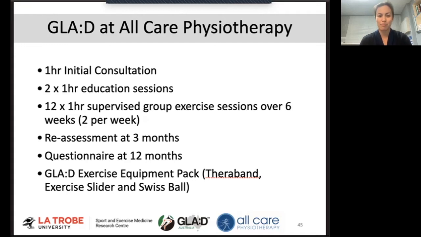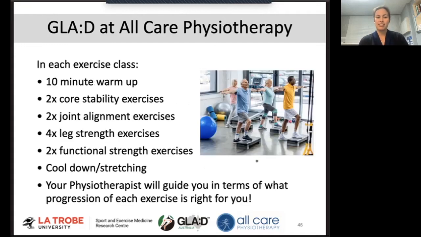So in each exercise class, there's a 10-minute warm-up, 2 core stability exercises, 2 joint alignment exercises, 4 leg strength exercises, 2 functional strength training exercises, and then a cool down and some stretching. Our classes have a maximum of 6 people, and so it's 1 to 6 at least. And your physiotherapist will guide you in terms of what progression of each exercise is right for you. There are many different levels and different things we can add to the exercises to make them appropriate and safe for you.